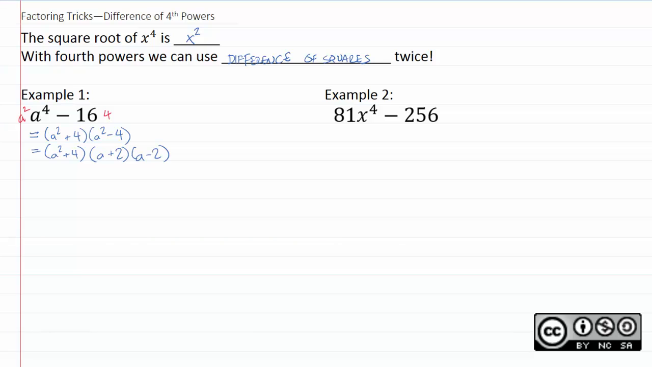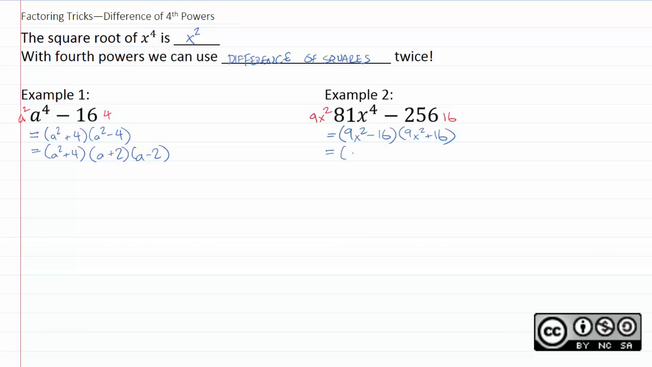So for example 2, the square root of 81x to the fourth is 9x squared. The square root of 256 is 16. So if I start with the difference of squares, I'll have 9x squared minus 16 times 9x squared plus 16. Remember, the difference factors, the sum doesn't.